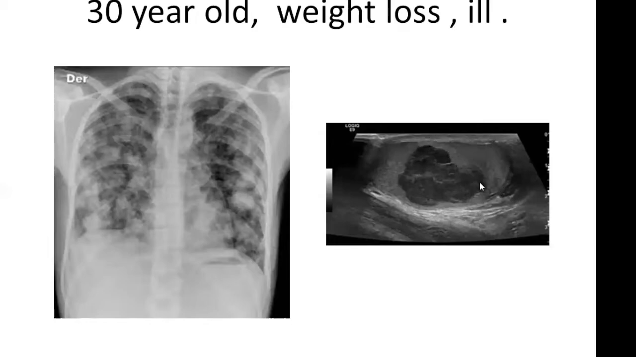And here we have an echo-poor area. And this is a primary testicular tumor. A mass intratesticular, within the testes, is tumor until proven otherwise. So this is how ultrasound can be helpful.